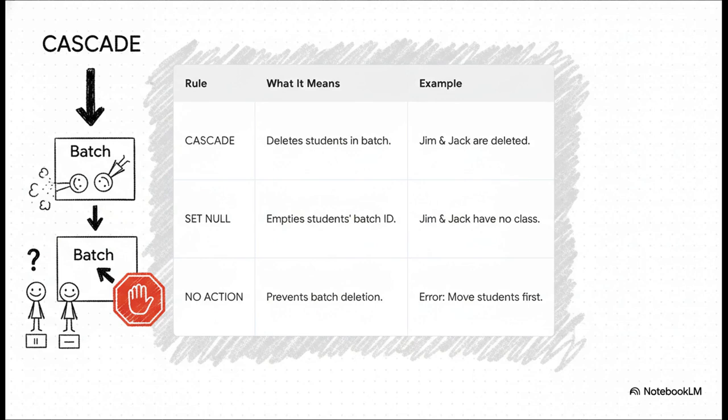You choose it if the business decides students can't exist without a batch. Or we could choose set null. In this case, their batch ID just becomes empty. It keeps their records, but now they're students without a class, flagged for someone to reassign later. Or there's no action. With this rule, the system just stops you. It throws an error and says, nope, you can't do that. It's a safety lock, forcing you to move the students first before you can ever delete the batch.